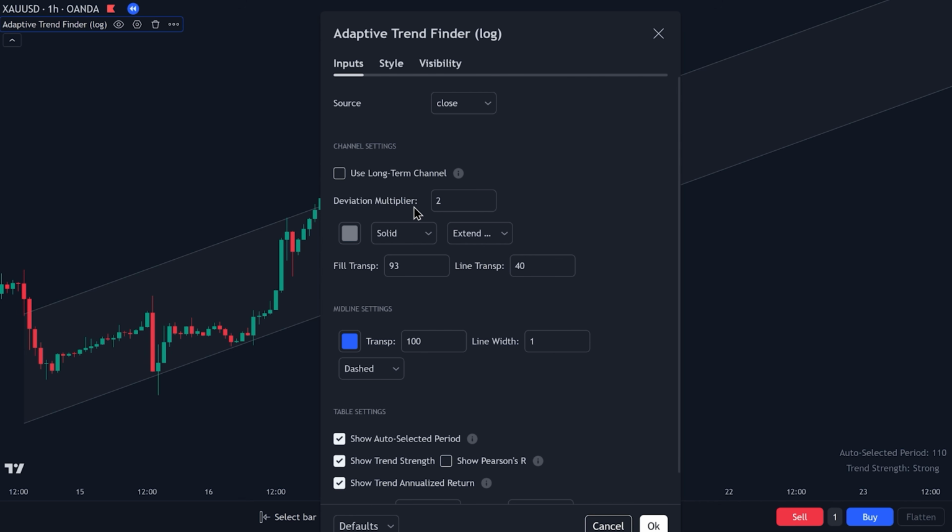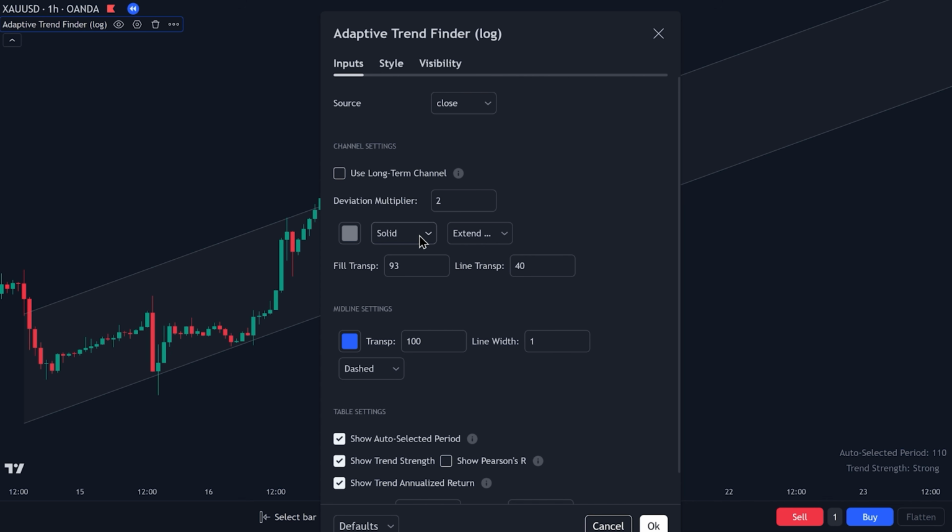The deviation multiplier adjusts how wide or narrow the trend channel is. Increasing the multiplier will widen the channel and capture larger price movements. Lowering it will narrow the channel for more detailed trend detection.